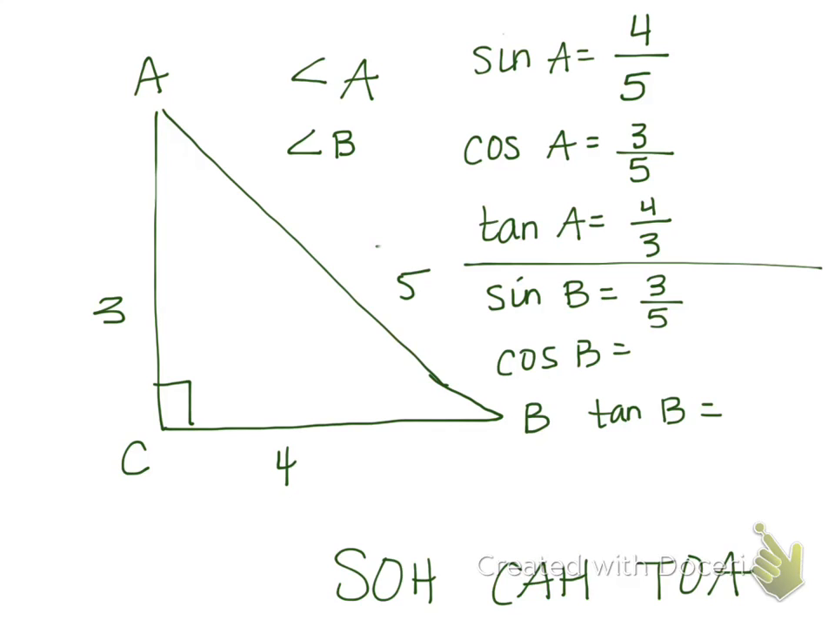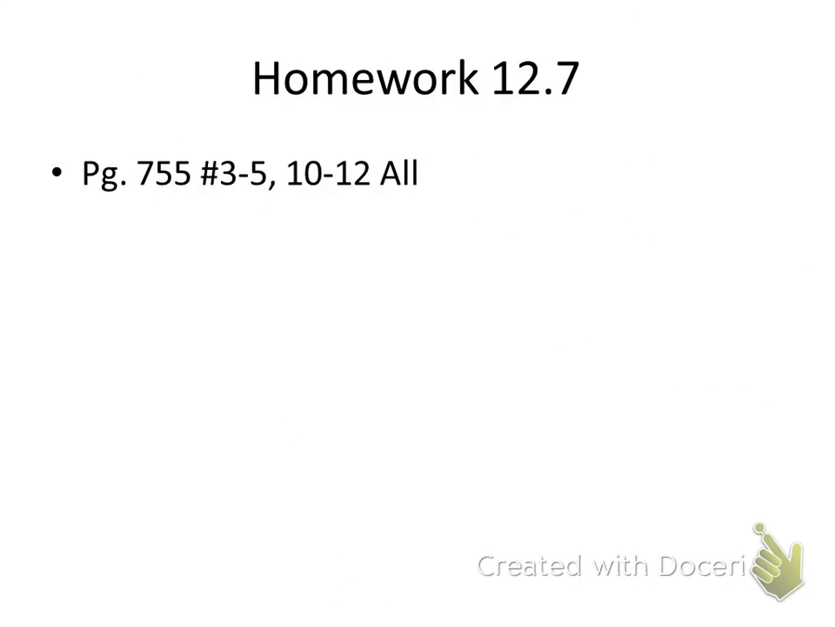Cosine of angle B is what, Janae? So I just write 4 and 5? 4 over 5. Perfect. And the tangent of angle B is what, Haley? 3 over 4. Perfect. Okay, there's your sine, cosine, and tangent. This is your homework that you are going to do tonight.